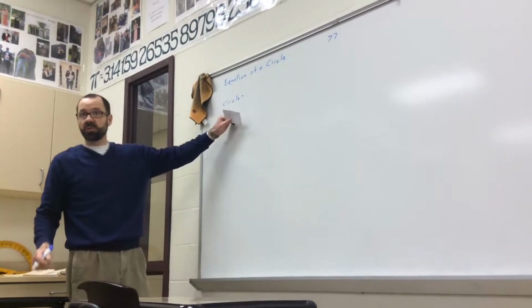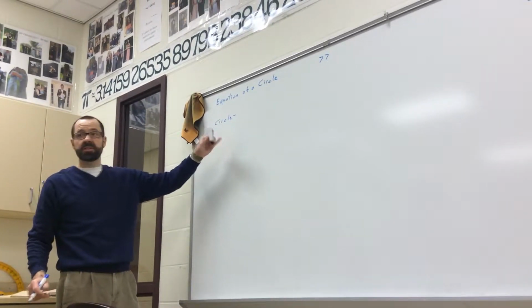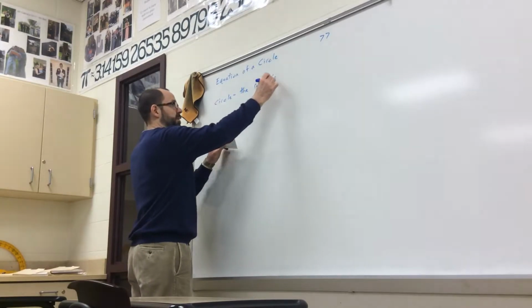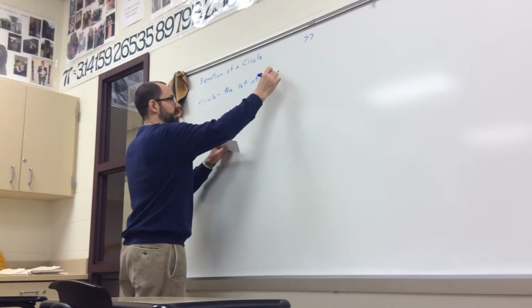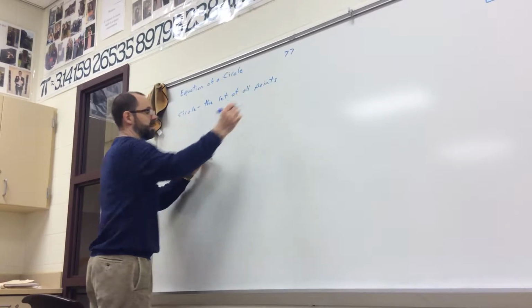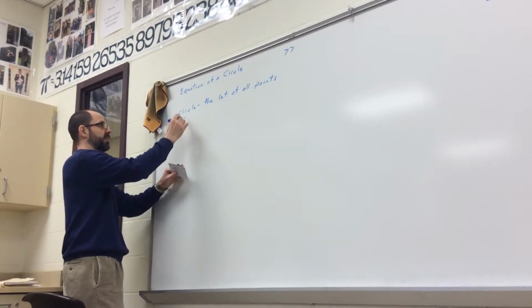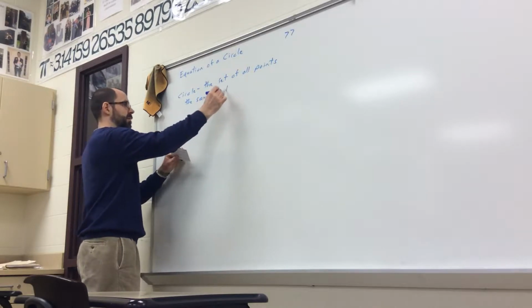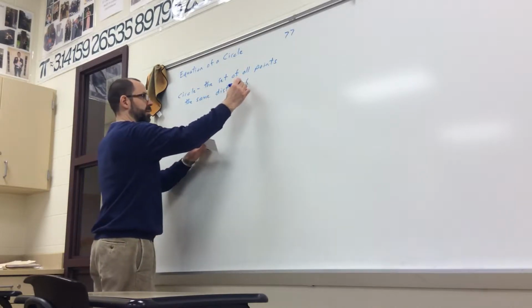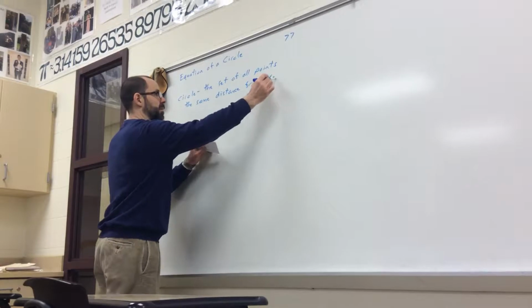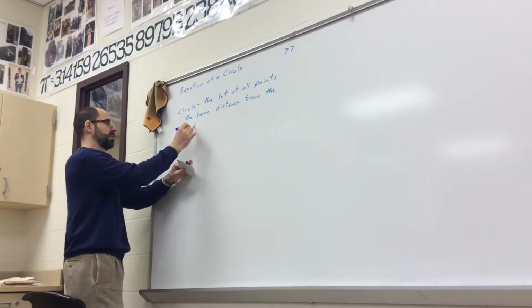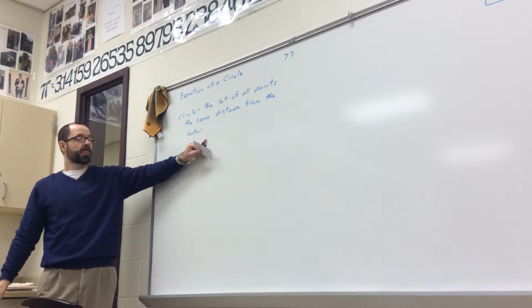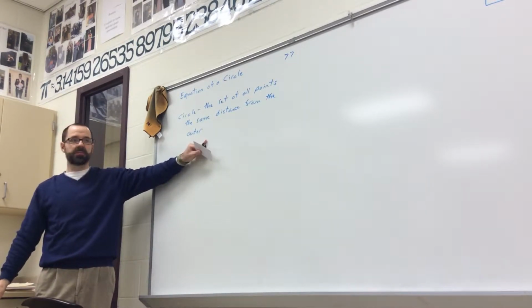So a circle is the set of all points the same distance from the center. Circle is the set of all points the same distance from the center.